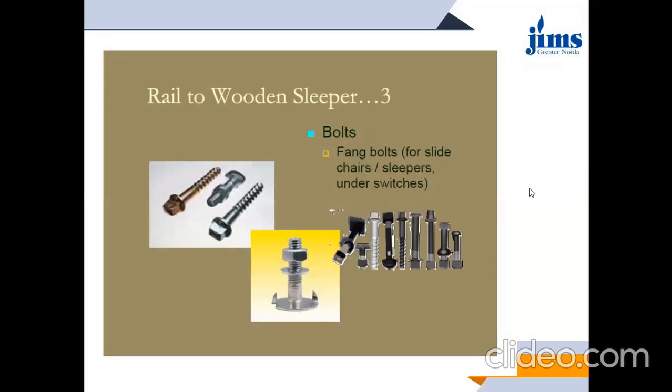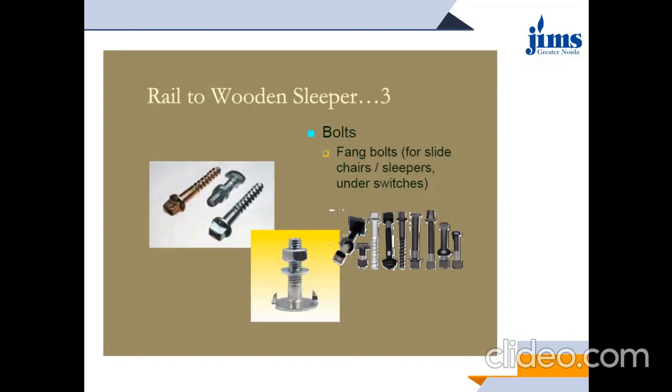Okay, next in this regard is rail to wooden sleeper. Now for this rail to wooden sleeper fixing, apart from screw spikes, we have bolts. Bolts are also used for fixing the rail to the wooden sleepers. Now in case of these bolts, we have different kinds of bolts. The most prominent one is the fang bolt.